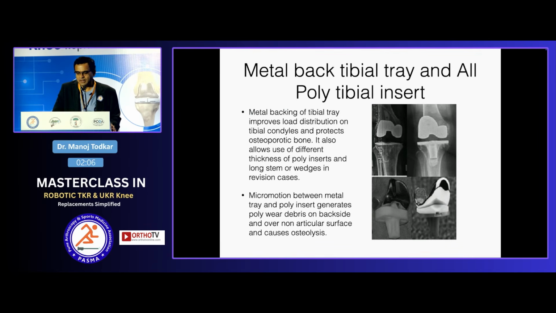A metal back tibial tray and all poly inserts. The metal backing of the tibial tray improves the load distribution on the tibial condyles and protects the osteoporotic bone. It also allows the use of different thicknesses of poly inserts and long stems or wedges in revision cases as per the requirement of that particular knee. The micro motion between the metal tray and the poly insert generates a lot of polywear debris on the back side and over non-articular surfaces and causes osteolysis. So this is backside wear.